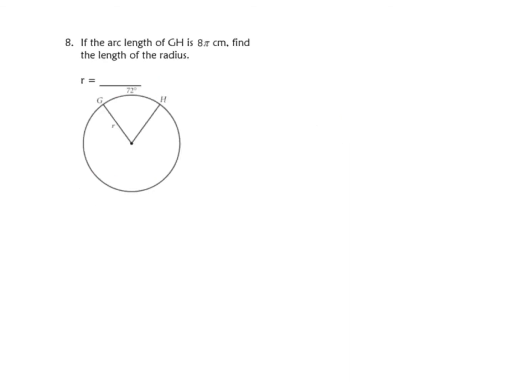It says if the arc length is 8 pi, find the length of the radius. So arc length is 8 pi. Arc length comes from my fraction times circumference. So my fraction is 72 out of 360 times 2 pi r. First of all, I would cancel out my radii. So I have 8 equals, if I simplify this, I'm going to get 2/5 times my radius. I just typed it in my calculator, or you can do mental math again. Then I need to multiply both sides by 5/2. You should get the radius equals 20.